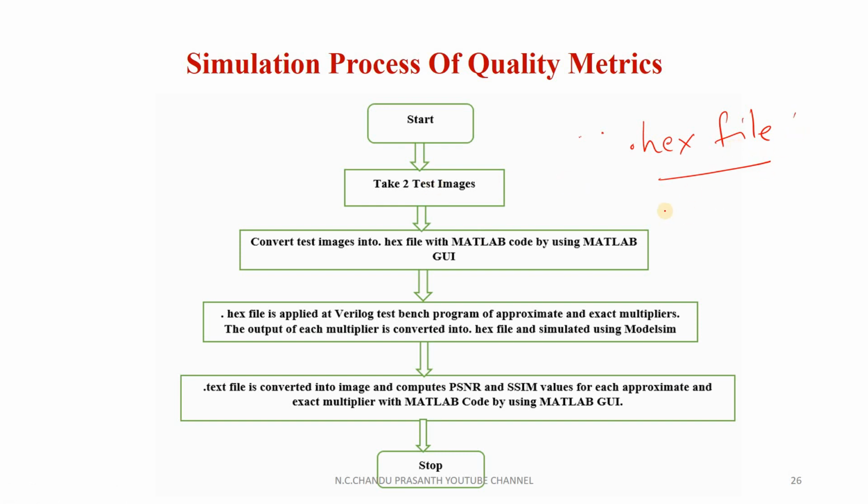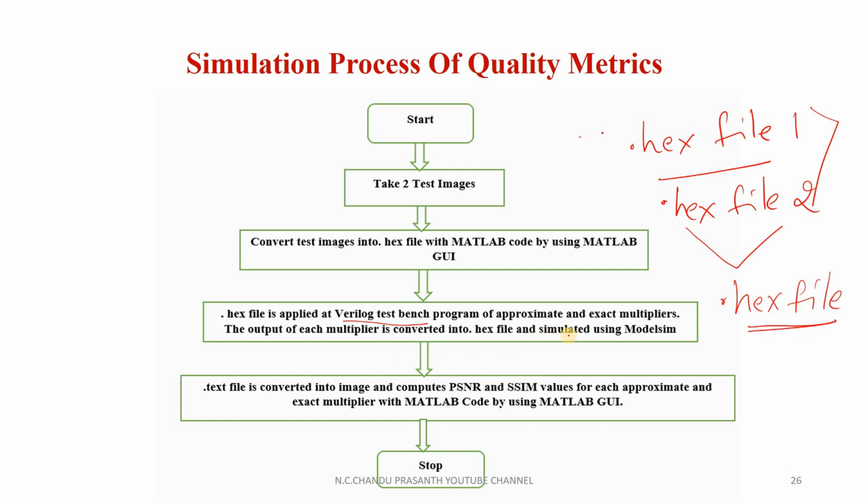So here we get two .x files, .x file 1 and .x file 2, for the two images. These two .x files are applied to the Verilog test bench, for which I have to write the code. After applying these two .x files to Verilog, we get another .x file as the output of the multiplier.